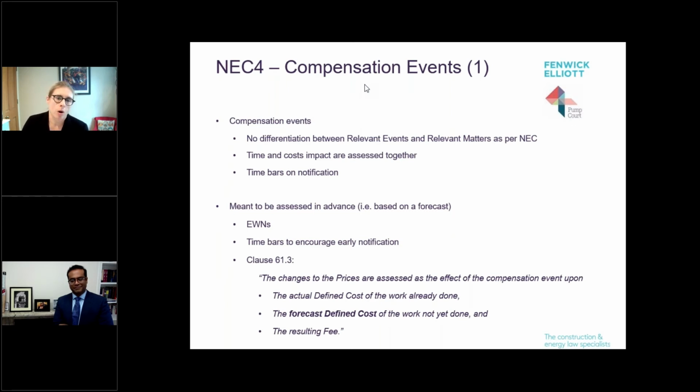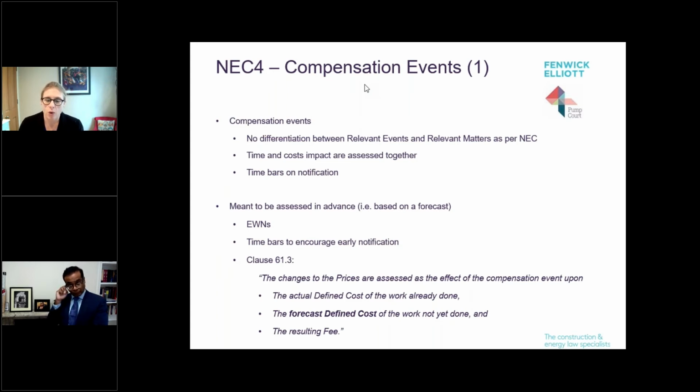Compensation events: time and cost impacted. The impact of both is assessed together, not separately. You need to put in your claim for both at the same time, and there are time bars on notification. The whole process is about assessing your risk in advance, and it's meant to be based on a forecast. We'll come back to that in a minute. So you've got early warning notices, time bars to encourage early notification.